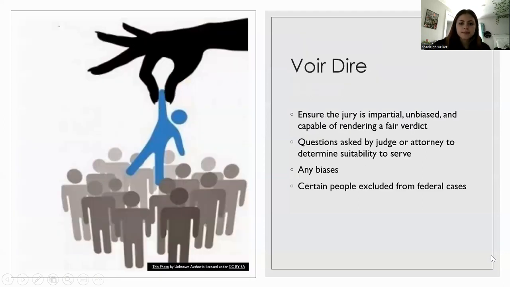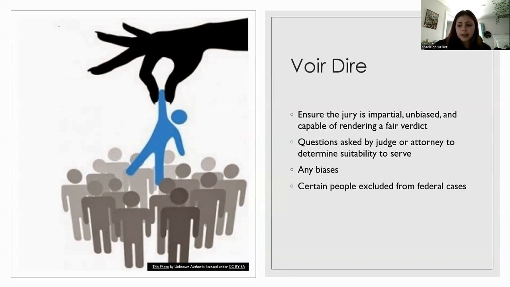Voir dire: the purpose of this is to ensure that the jury is impartial, unbiased, and capable of rendering a fair verdict. There is a series of questions asked by the judge and attorneys to establish qualifications and suitability to serve on the jury. It is to determine whether there are any biases towards the case or the defendant. It can also be used to identify if jurors are sympathetic or unsympathetic and make sure that they have no prejudices that would affect the case.